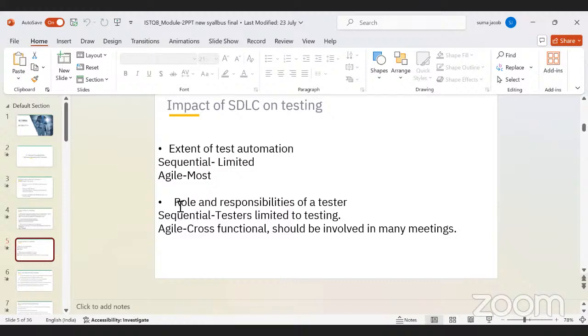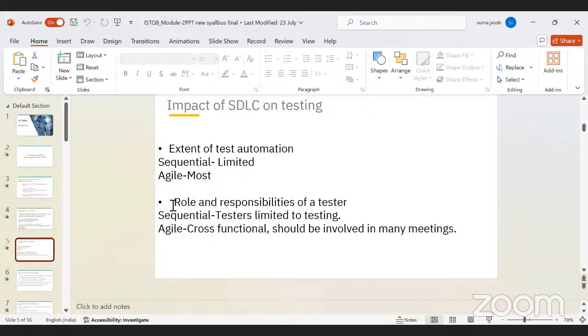For example, if there is a release planning meeting or any other kind of meeting, in the sequential development model the participation from the testing team would be mostly limited to the team lead or QA lead or QA manager. But that is not the case in Agile. All the testing team members work in a cross-functional manner, and we should always be involved in all the different meetings associated with that particular piece of work. Those are the different impacts of SDLC on testing.